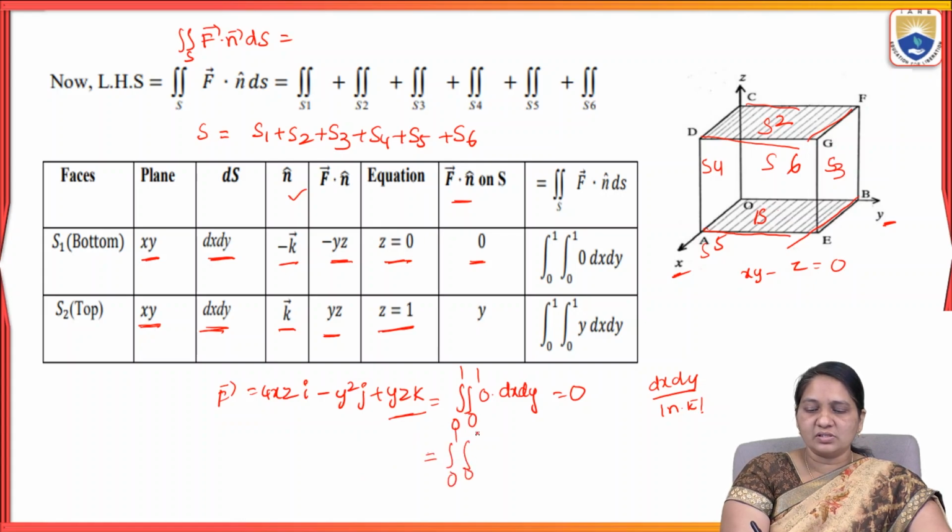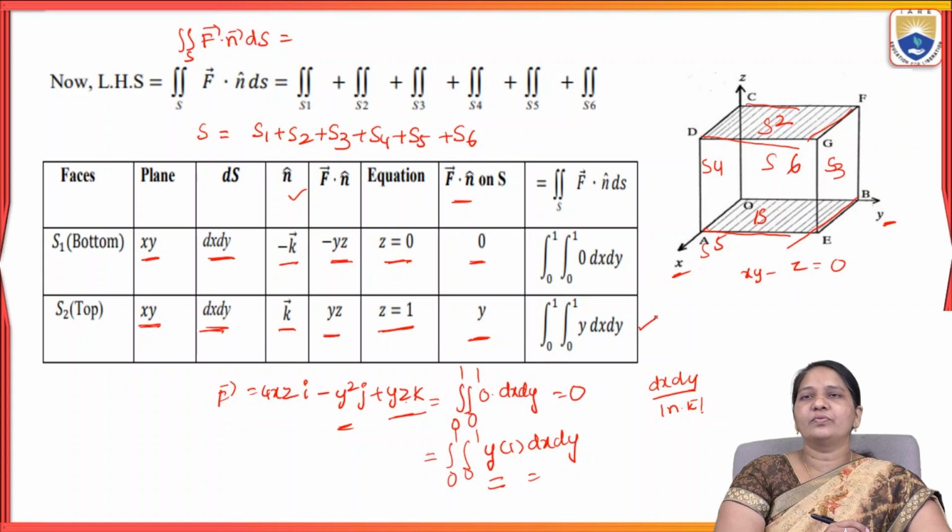Integral 0 to 1, integral 0 to 1. Z is 1, so f dot n gives y into z, which is 1, dx dy. When you integrate this function, the final value is integral 0 to 1 y dx dy. If you integrate this one, we get integral 0 to 1 y dy, times integral 0 to 1 dx. That means first we will do with respect to y, after that with respect to x.